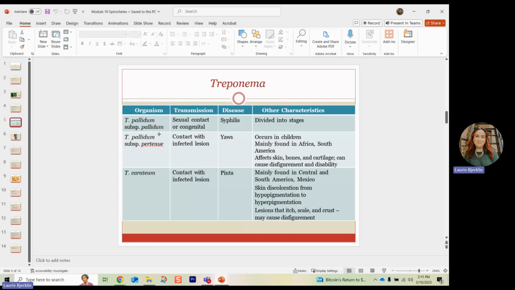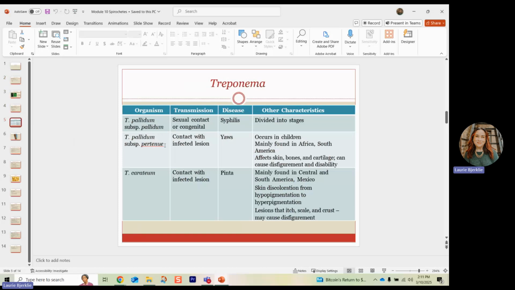So Treponema pallidum, the subspecies pallidum, I should say, is responsible for syphilis. Transmission, of course, is sexual contact, or it can be congenital, meaning from mother to fetus. That does occur in stages, so I believe we will discuss that on another slide.